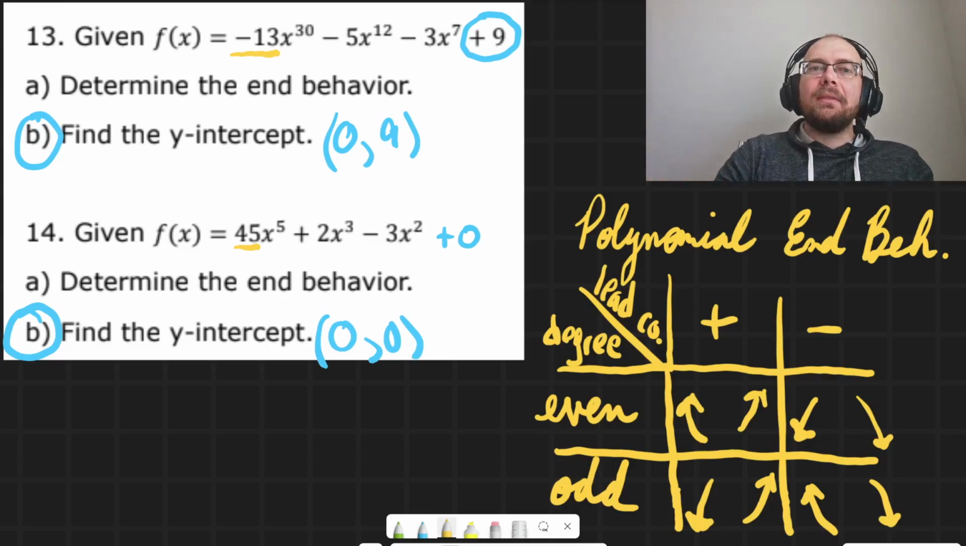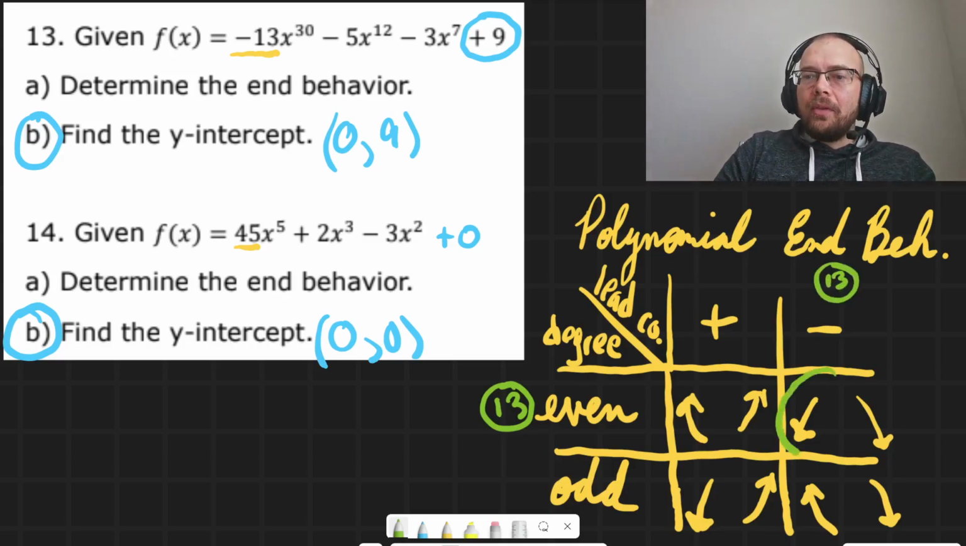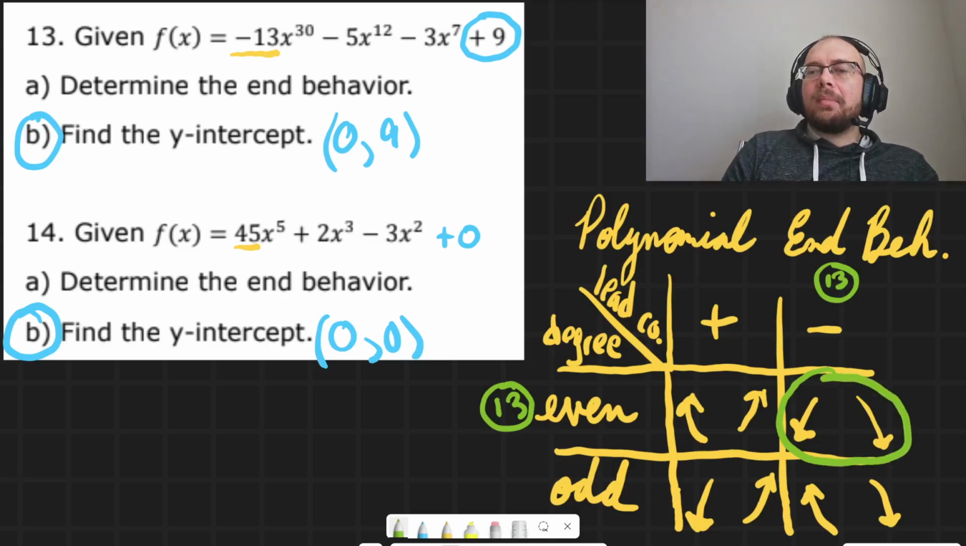Determine the end behavior. Well, the degree is an even number. So for number 13, the degree is even, and the leading coefficient is negative. So this is the end behavior for number 13.